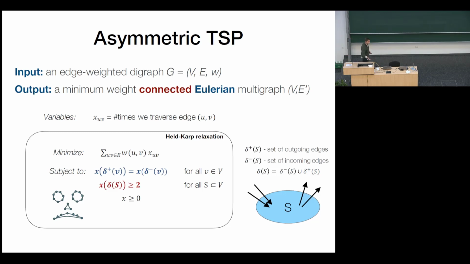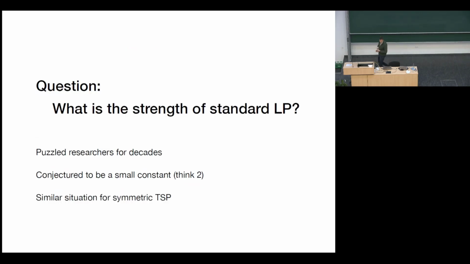So now the question is, how good is it? If this relaxation says that you can visit all the pubs with 1,000 meters, how many meters do you actually need to visit all the pubs? So how good an estimation of the value does this relaxation give you? Okay, and that has puzzled researchers for decades. So how good is this bound in terms of the optimal tour?